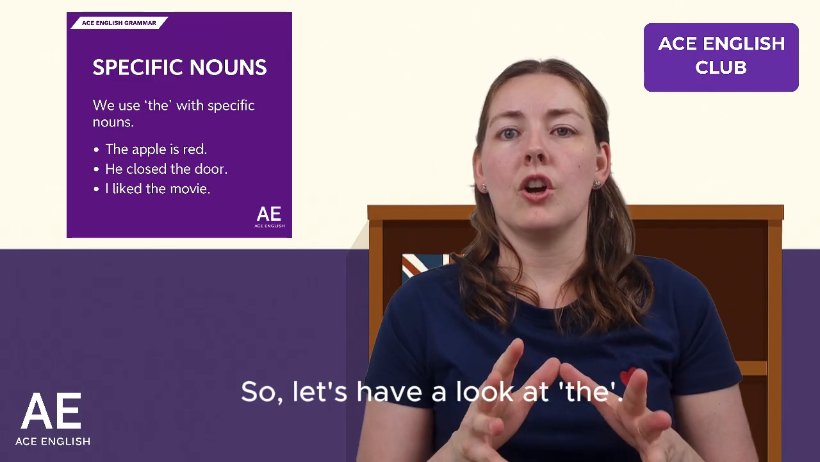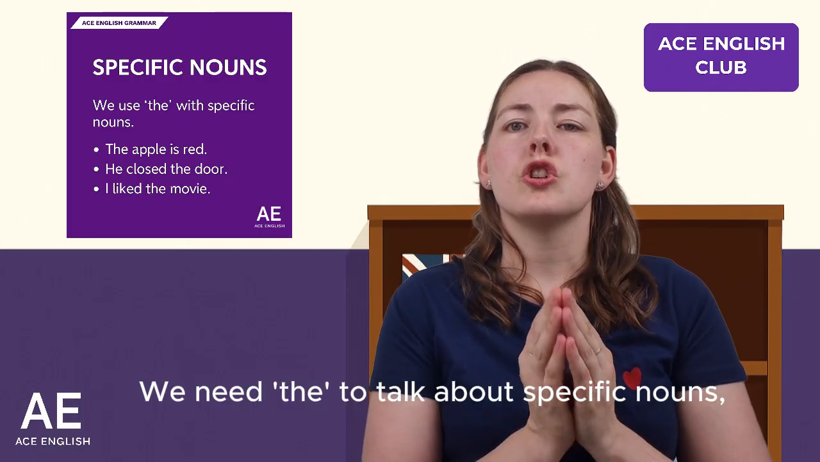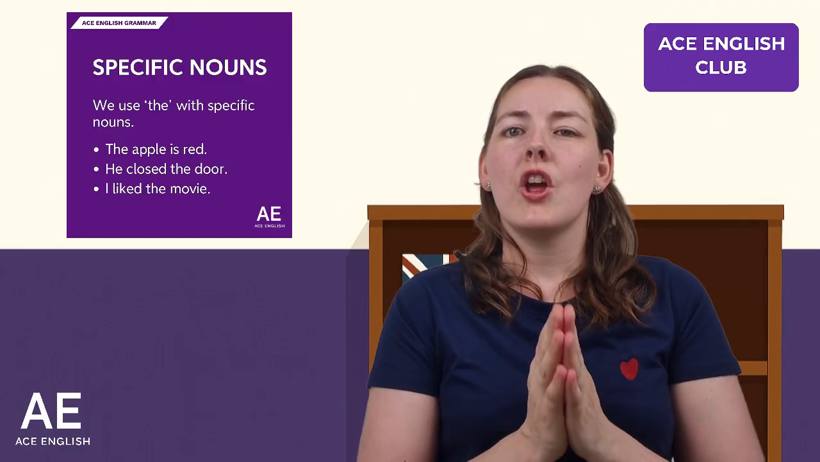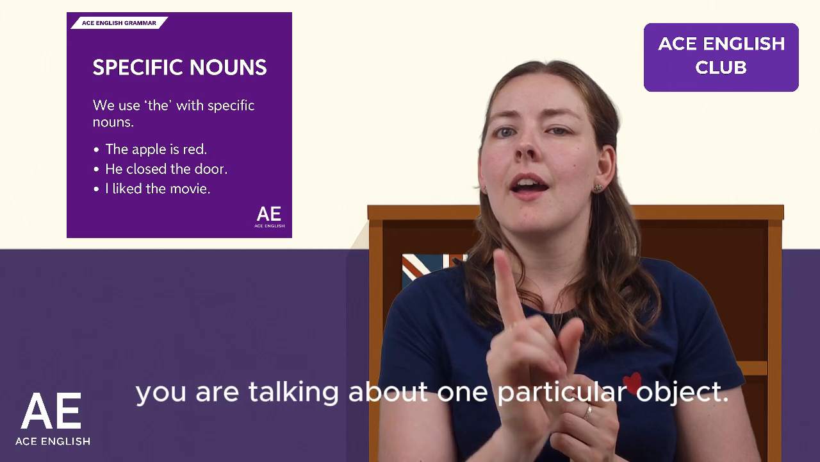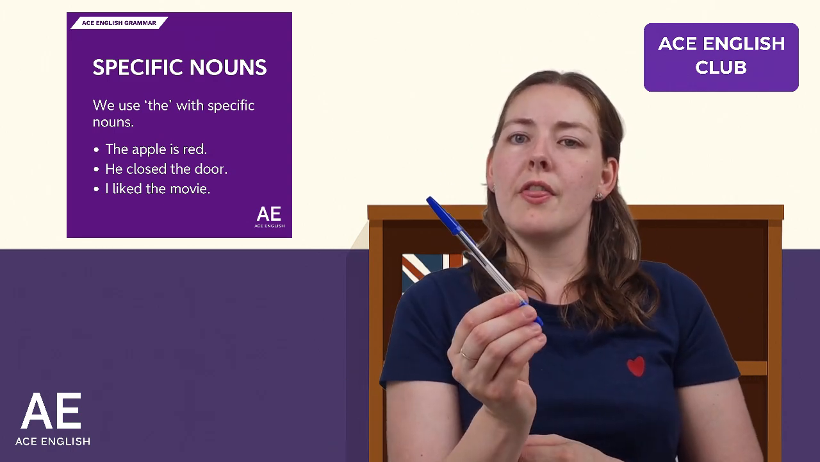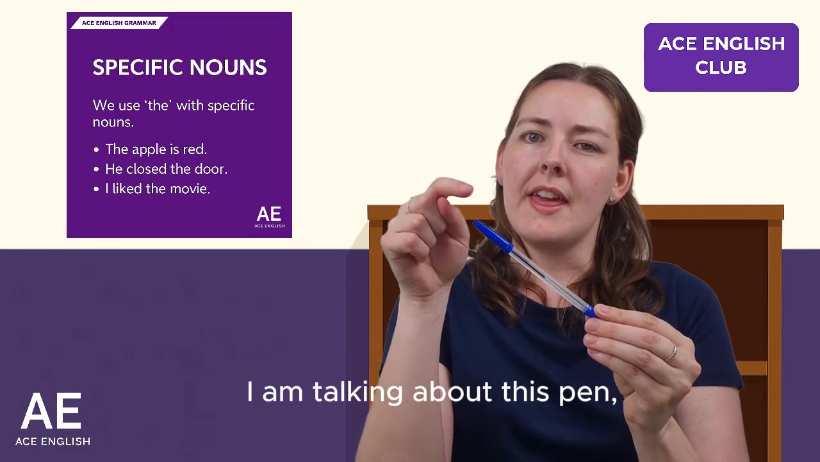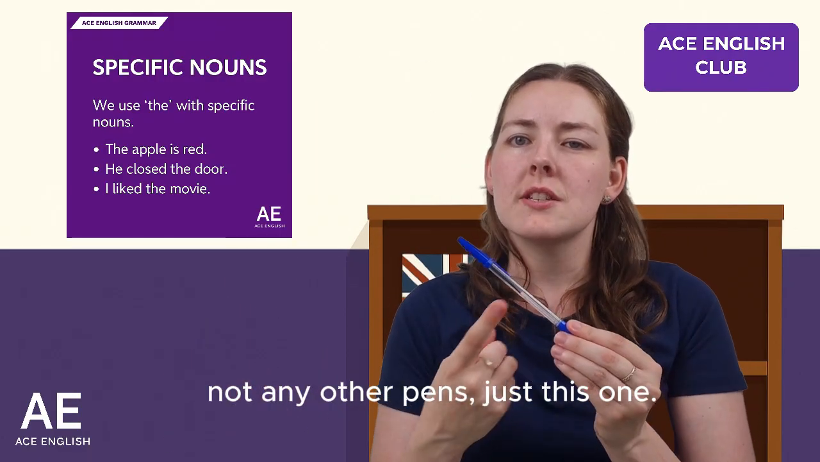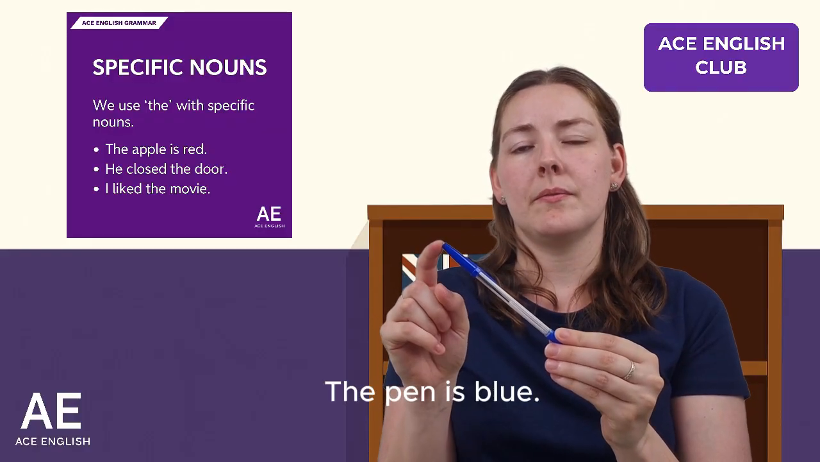So let's have a look at the. We need the to talk about specific nouns. You are talking about one particular object. For example, the pen. I am talking about this pen. Not any other pens, just this one. The pen is blue.